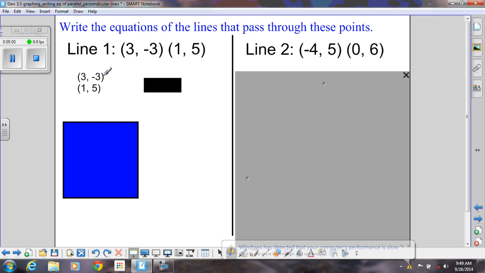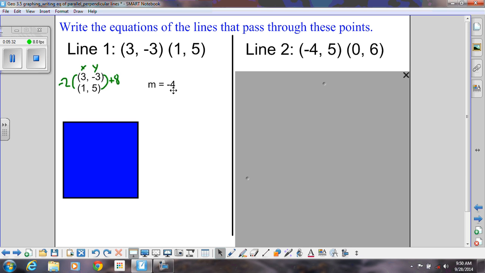It's quicker for me. So if I just stack those points, I'm going to look at my y's. Remember, this is my x and this is my y. I can see that from -3 to 5, that's going up by 8. And then from 3 down to 1, that's going down by 2. Then if I do my rise over run, that gives me a slope of -4. So 8 divided by -2 gives me -4.